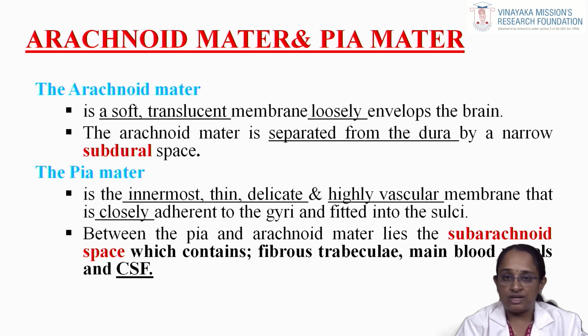The subarachnoid space is a space between pia mater and arachnoid mater. This subarachnoid space contains CSF, which is produced from the blood vessels present inside the pia mater, that is called choroid plexus.